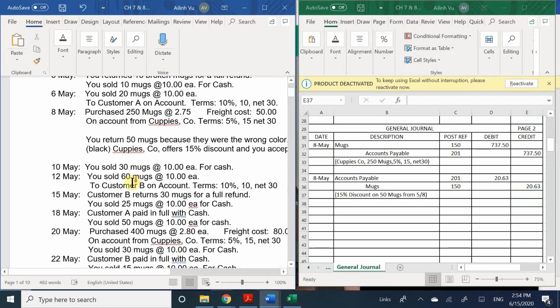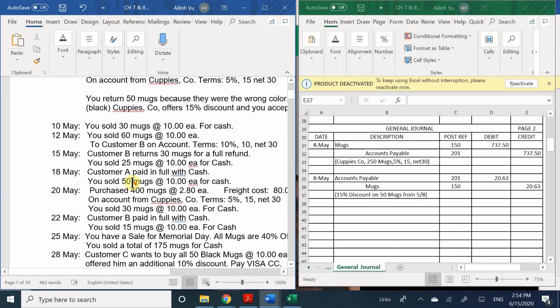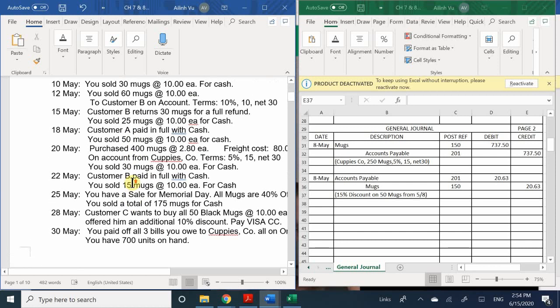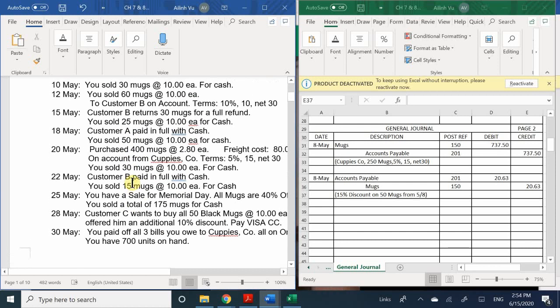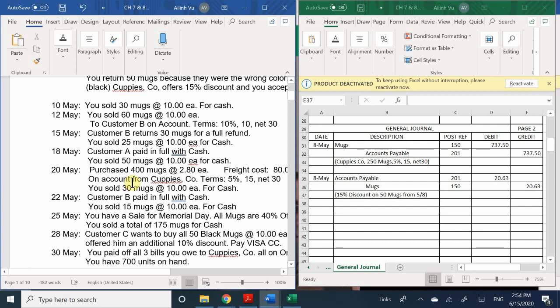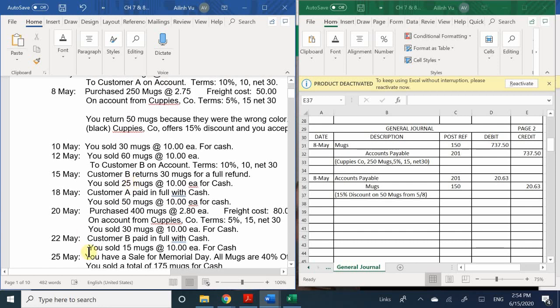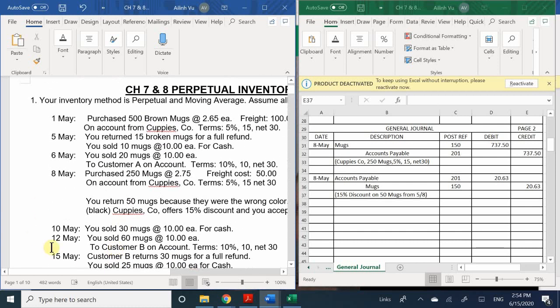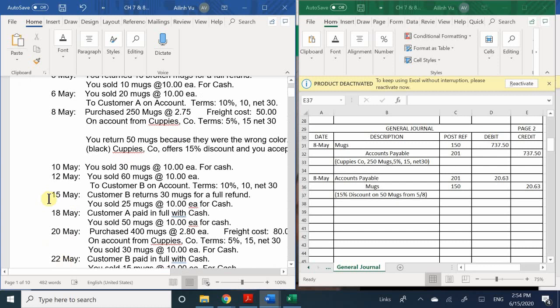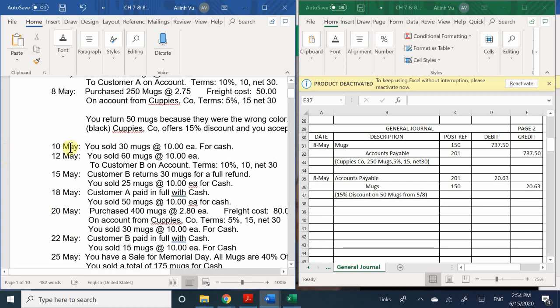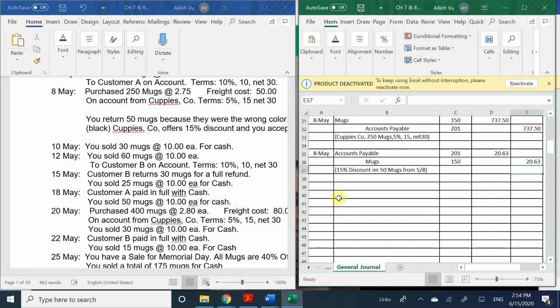Okay, so here we're going to continue on the 10th. Let me see how many more transactions I have. 2, 4, 6, 8. Okay, so 9. I have 9 transactions, and so far we've only done like 6. So what happened on May 10? Let's go back to my journal. May 10th rolls around. We sold 30 mugs for cash, $10 each.